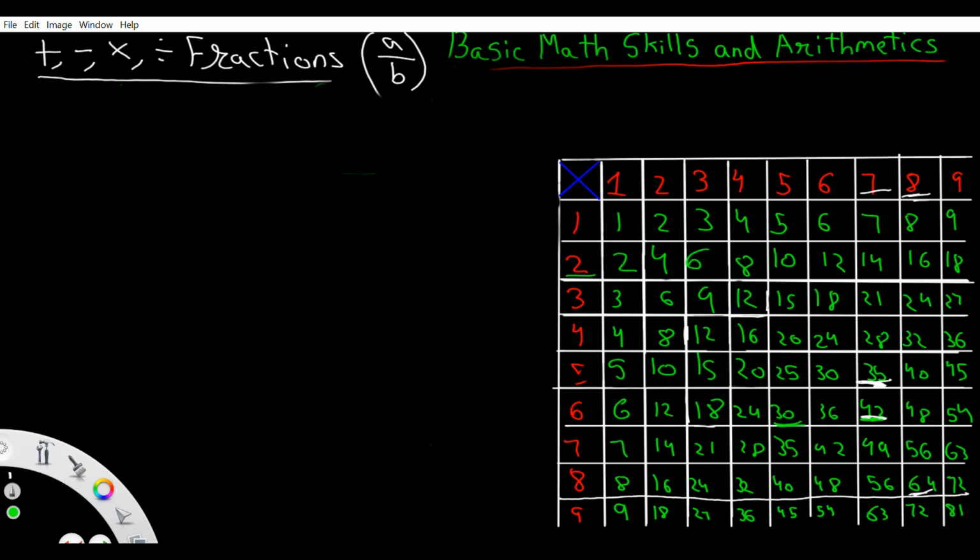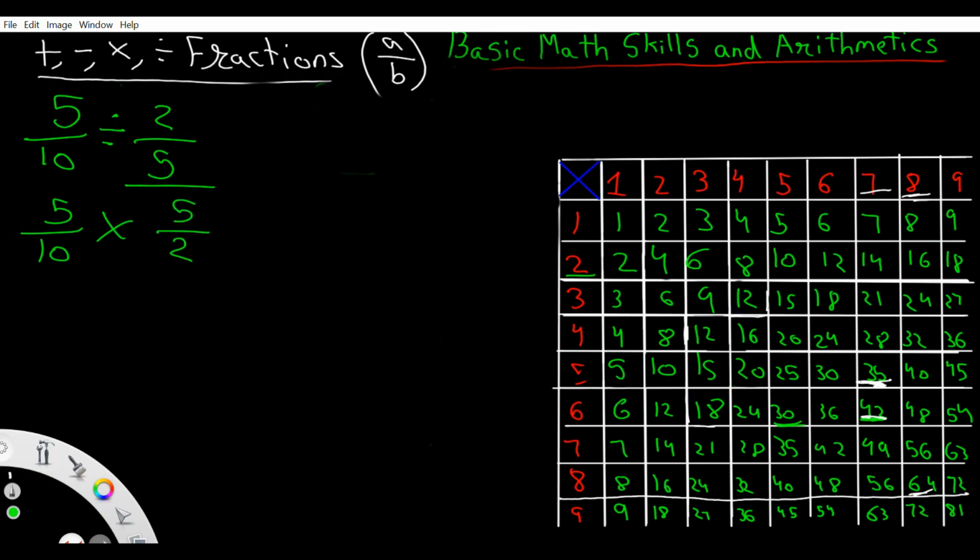Dividing fractions involves multiplying them. Let me show you what I mean. If you want to divide 5 over 10 by 2 over 5, you make this division sign into multiplication, and then the second fraction you make its reciprocal, which is 5 over 2. You flip it around, and now you can do multiplication, which is 25 over 20, which becomes 5 over 4.